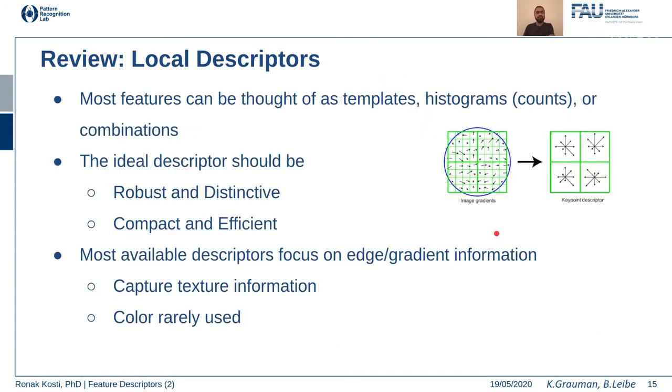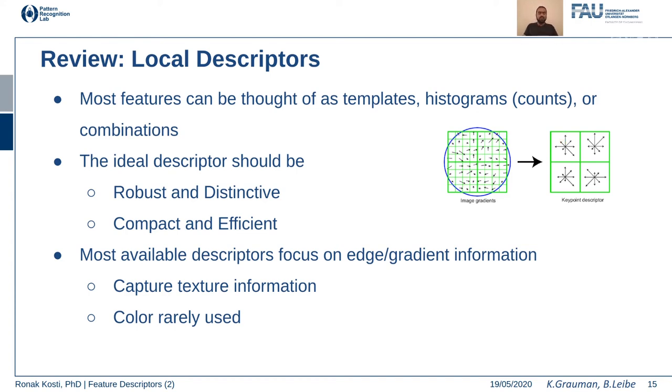It's a very nice extension to SIFT. So let's review our local descriptors a little. Most features can be thought of as templates. Basically, you can think of them as doing a histogram or a count or a binning algorithm for the features that you detected, or a combination of that. The most basic idea that comes to mind is a histogram, and therefore when you have image gradients, you compute the dominant gradient directions, and then you map them along these 8 different directions, and you choose the dominant direction for the particular window. This is how you generate your key point descriptors.